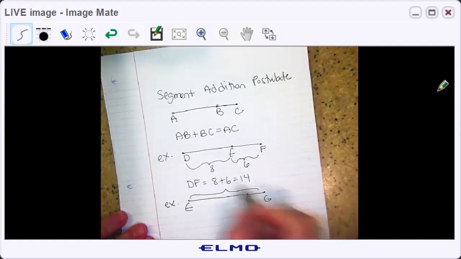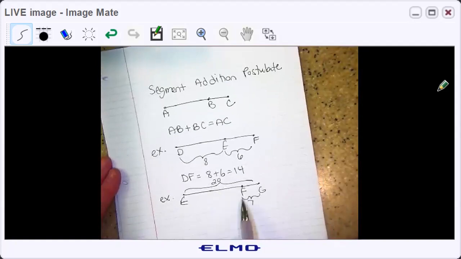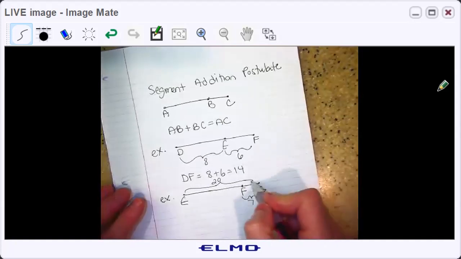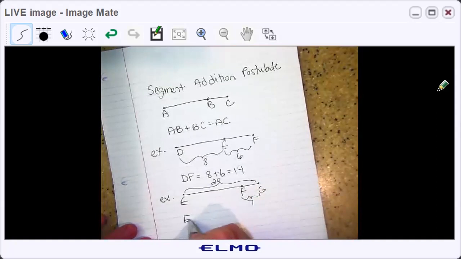So in this example, I'm going to tell you the entire line is 20, and this little section here is 7. So you're not going to add 20 and 7 like we did before to get 27, because if I tell you the entire length of EG is 20, well, how can this section that is smaller than EG be 27? It won't. This is different because remember the postulate says EF plus FG equals the entire thing, EG. Well, I gave you EG. And so you're basically solving this. Oh, sorry, that's a 7.